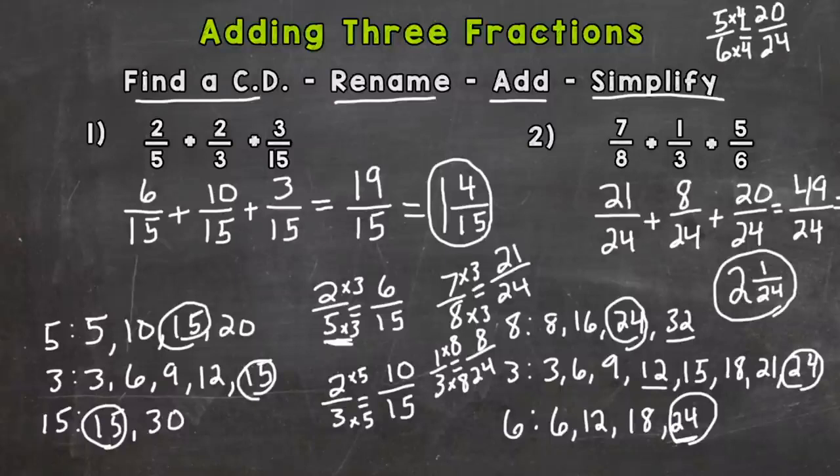So there you have it. There's how you add 3 fractions. Same exact steps as adding 2 fractions. Find that common denominator, rename, add, and then simplify if necessary.